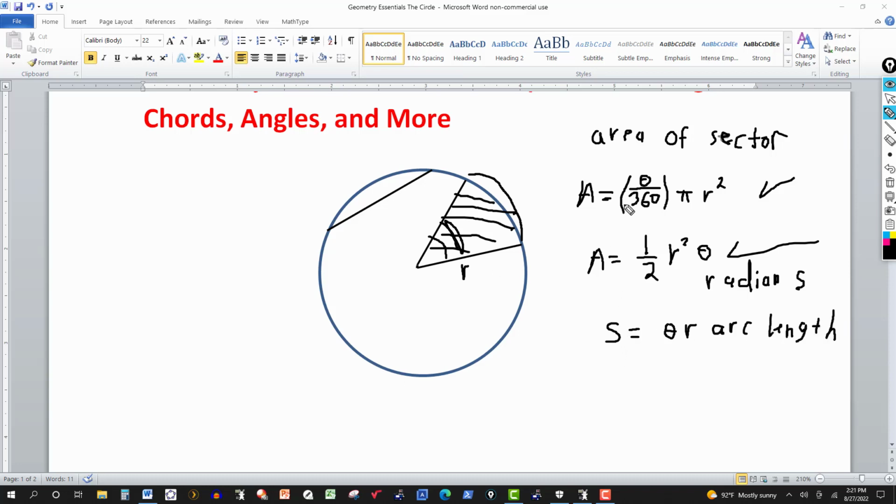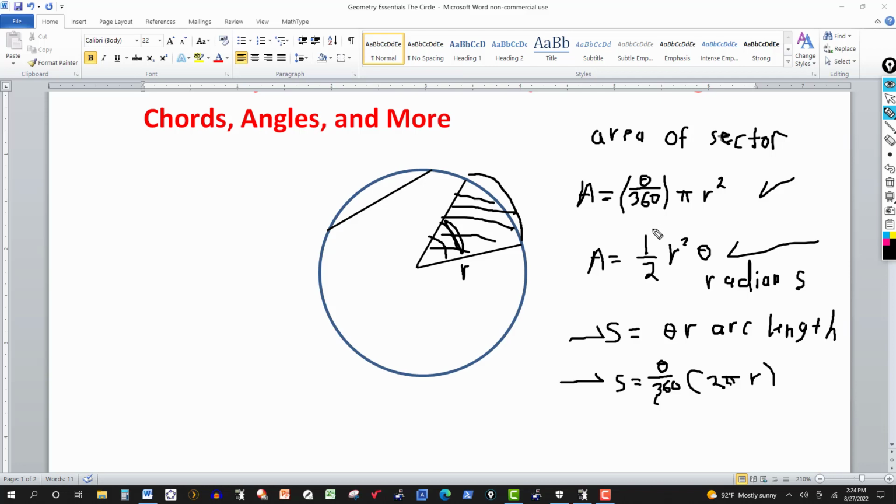Now you can also do a similar thing that we did here with the area. So S here represents the arc length. So I could also say S is equal to theta over 360 times the circumference of the whole circle. You can see that if theta is 360, 360 over 360 is 1, so that just gives you 2 pi r, which is the circumference of the whole circle. That's how that works. So, okay, those are your formulas for the area of a sector.